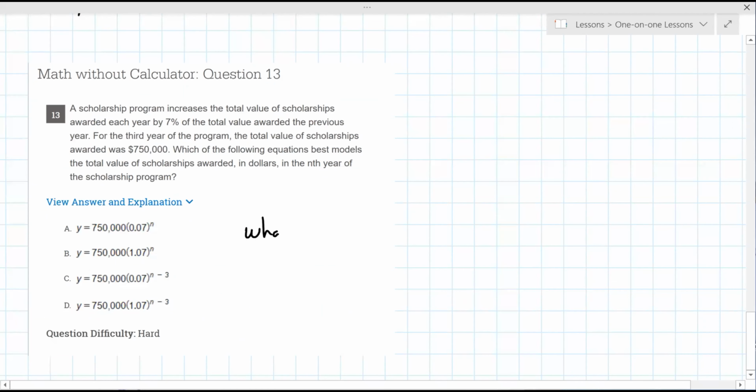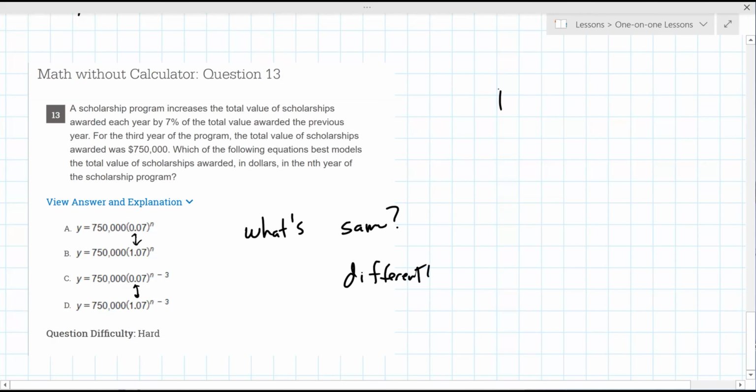There's two questions: what's the same and what's different. When I look at A and B, the only thing that's different is this part. Same thing with B and C, or sorry, C and D. So we should figure out what goes there.